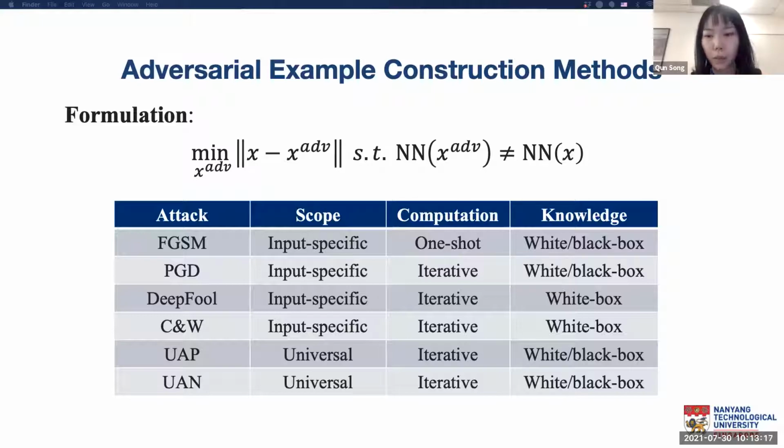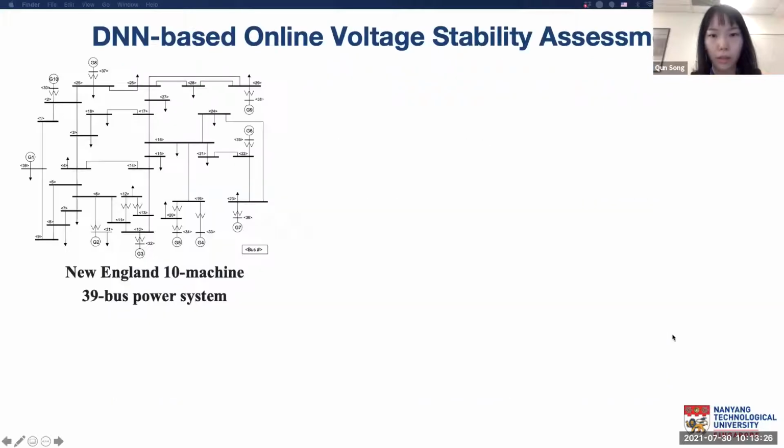The goal of this work is to analyze the requirements and study the credibility of adversarial attacks against power grid DNN applications. In this work, we systematically investigate the requirements and discuss the credibility of the 6 representative adversarial example attacks shown in the previous slide for a case study of DNN-based online voltage stability assessment. The voltage assessment is based on the New England 10 machine 39-bus system shown on the left.